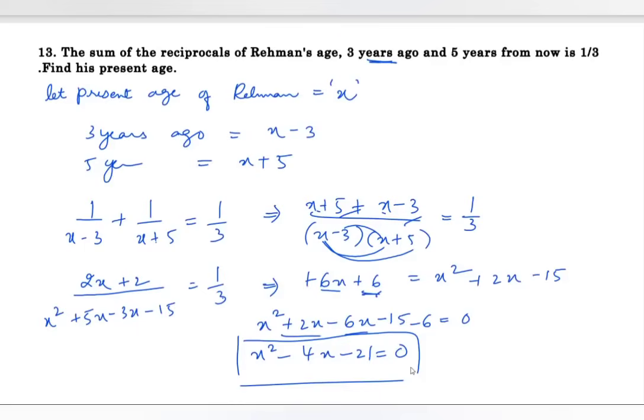Solve this quadratic equation by factorization method or formula method. Better use formula method, you will get the answer. If we solve the quadratic equation x square minus 4x minus 21, we get the age of Rahman as 17. Students, do solve by factorization method or by formula method. My suggestion is always to go for formula method. In case the answer is wrong, at least for the formula you will get half marks.